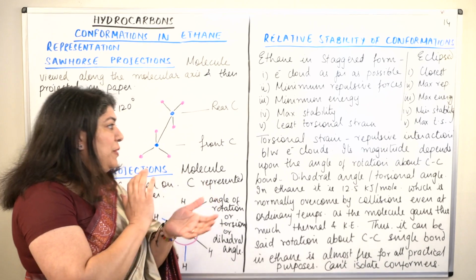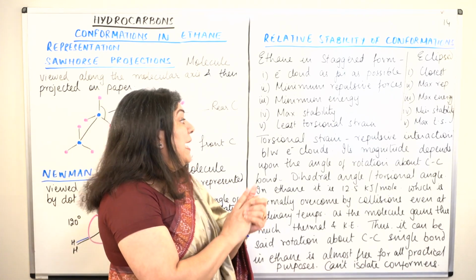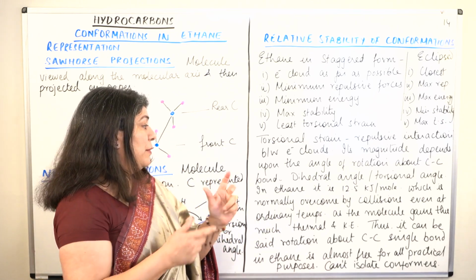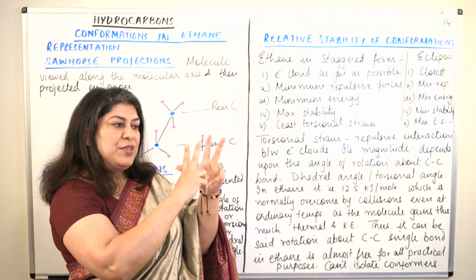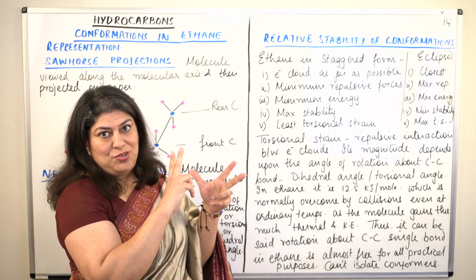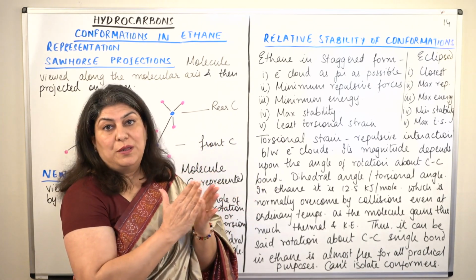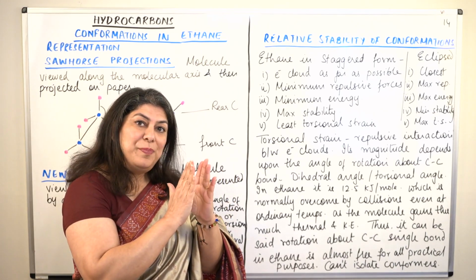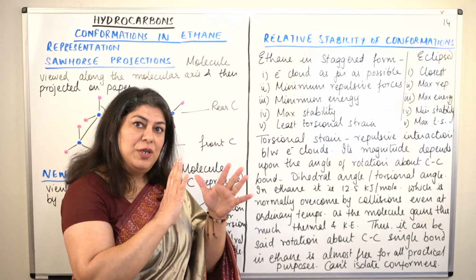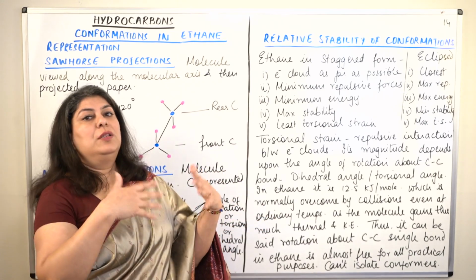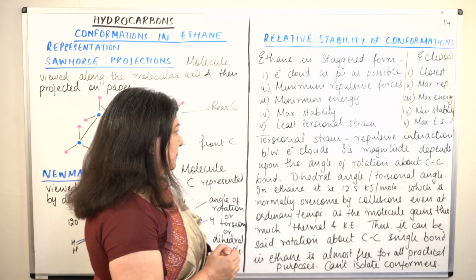It is the repulsion between these electron clouds. Its magnitude depends on the angle of rotation between the carbon-carbon bonds. We know this, that the greater the angle, the less is the strain. Why? Because it depends on the repulsion between the electrons. The lesser the repulsion, the lesser is the torsional strain. The greater the repulsion, the greater is the torsional strain.